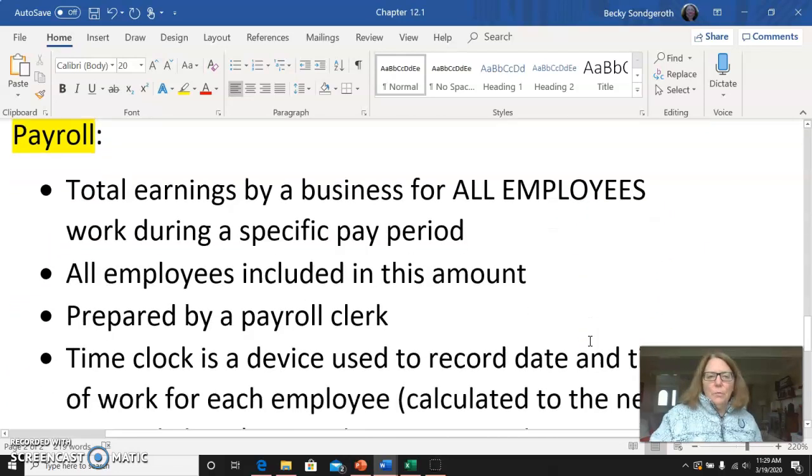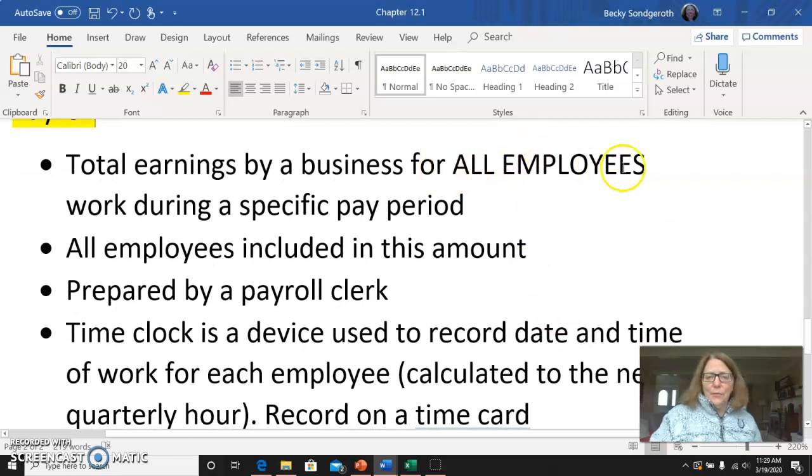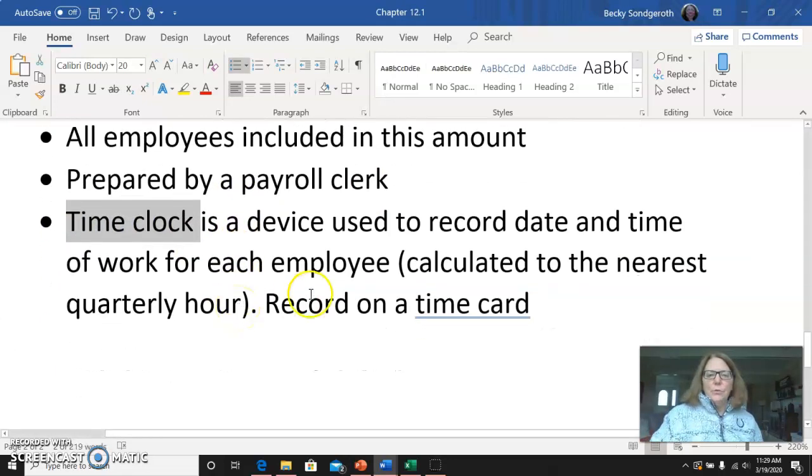And then payroll, like I was indicating, is for all employees that are working during a specific pay period. So all employees are included in this amount. It's prepared by the payroll clerk, which is the accounting person responsible for doing that for everyone. And the device that they use to do this is a time clock. And that's a device used to record the date that you come in, your arrival, and your departure times.